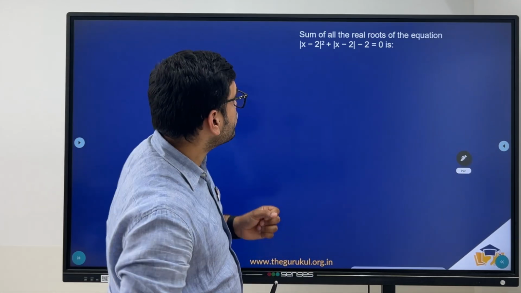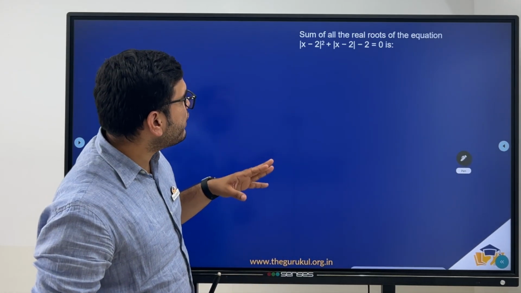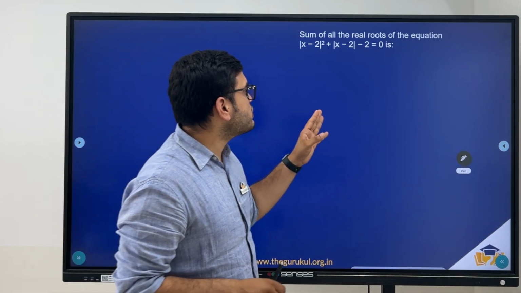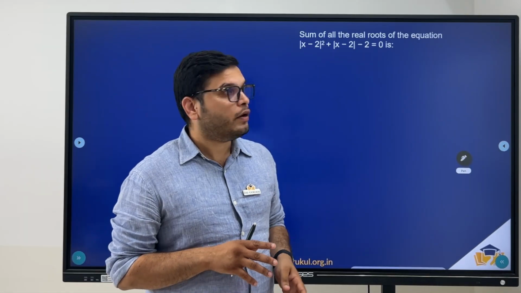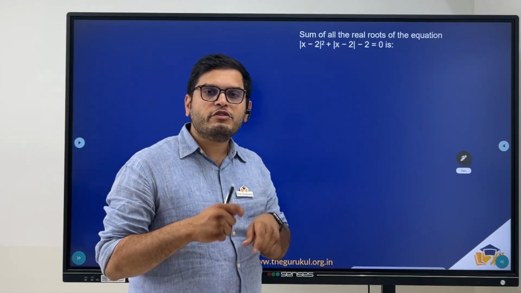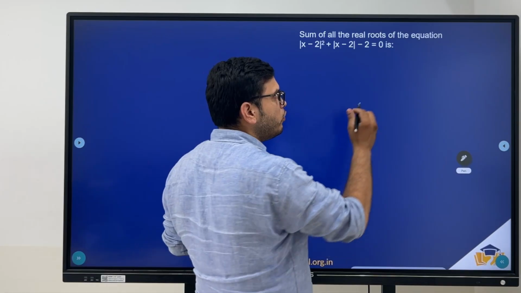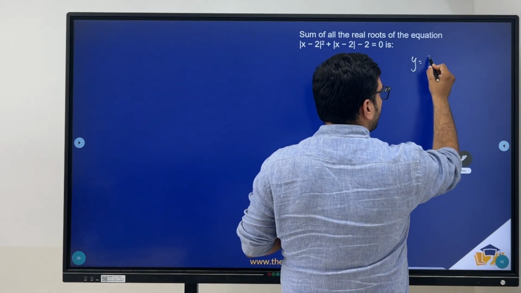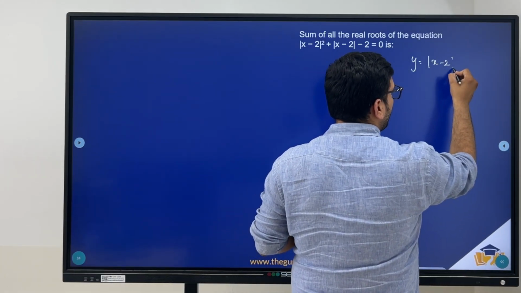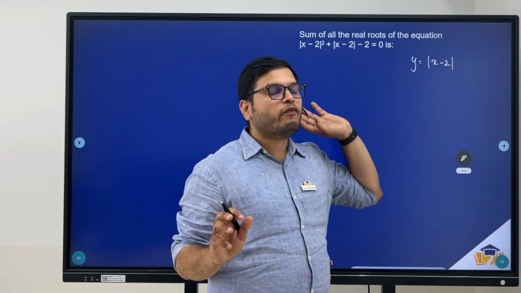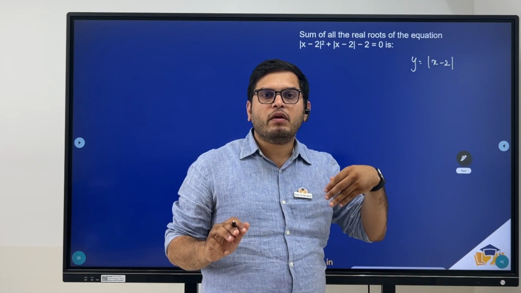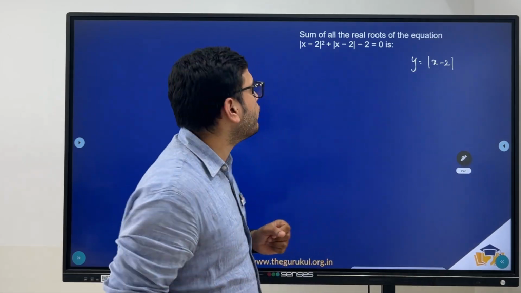Now coming to the second question: sum of all the real roots of the equation mod x minus 2 whole square plus mod x minus 2 minus 2 is equal to 0. So we have a quadratic equation in terms of mod x minus 2. So I'll consider y is equal to mod x minus 2, and you should always ensure that y cannot be negative. Y should always be a positive number or 0.